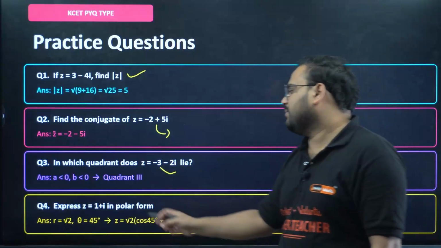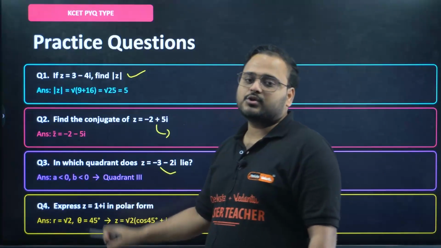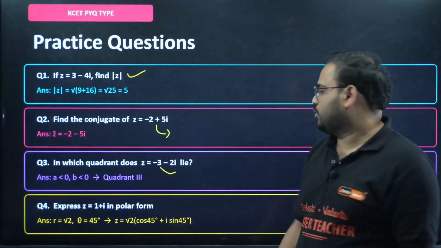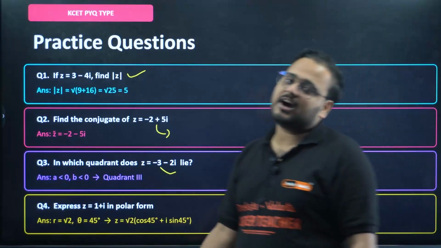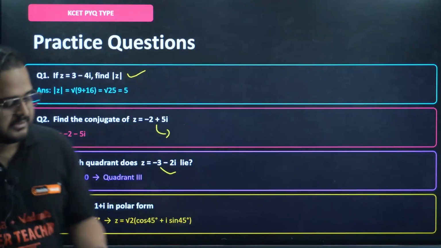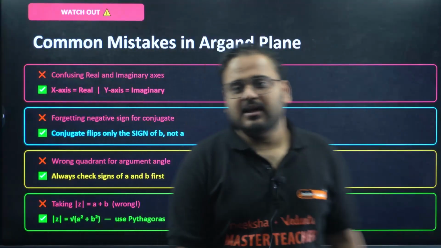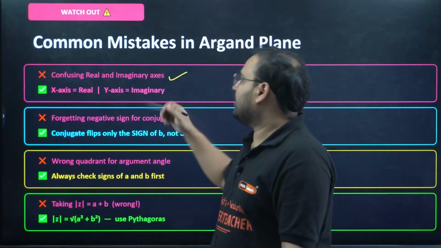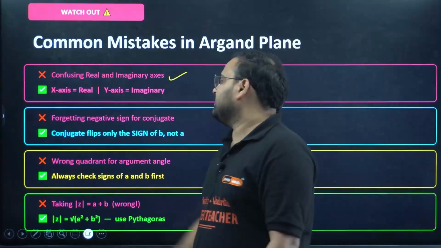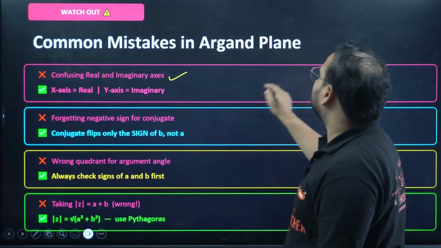Express this in polar form. Again, r will be equal to root of a square plus b square. So 1 plus 1 becomes root 2, and theta we can find using the argument. Okay, theta is the argument. Clear? Common mistakes that people make: yes, confusing the real and imaginary axis. Always remember x is real and y is imaginary. If you want a reference, remember this.